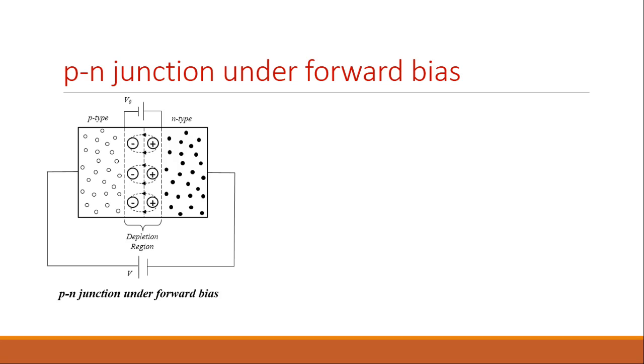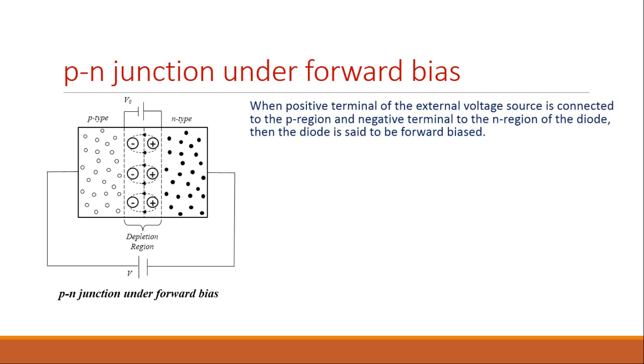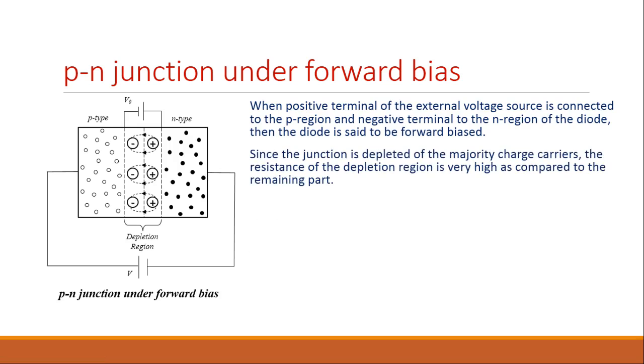This is the diagram which depicts the forward biased PN junction. So, reminding again, when the positive terminal of the external voltage source is connected to the P region, you can see here the positive terminal is connected to the P region and the negative terminal is connected to the N region of the diode, then the diode is said to be forward biased.